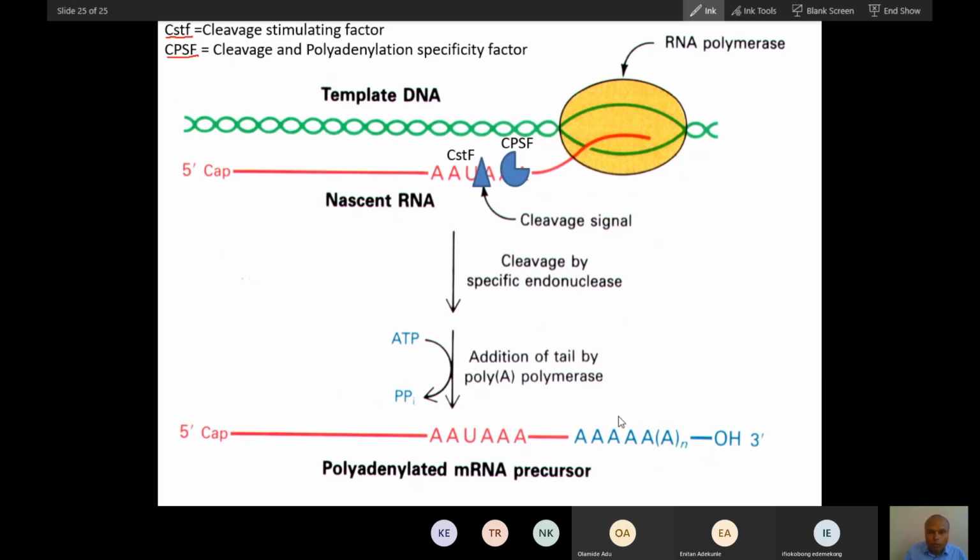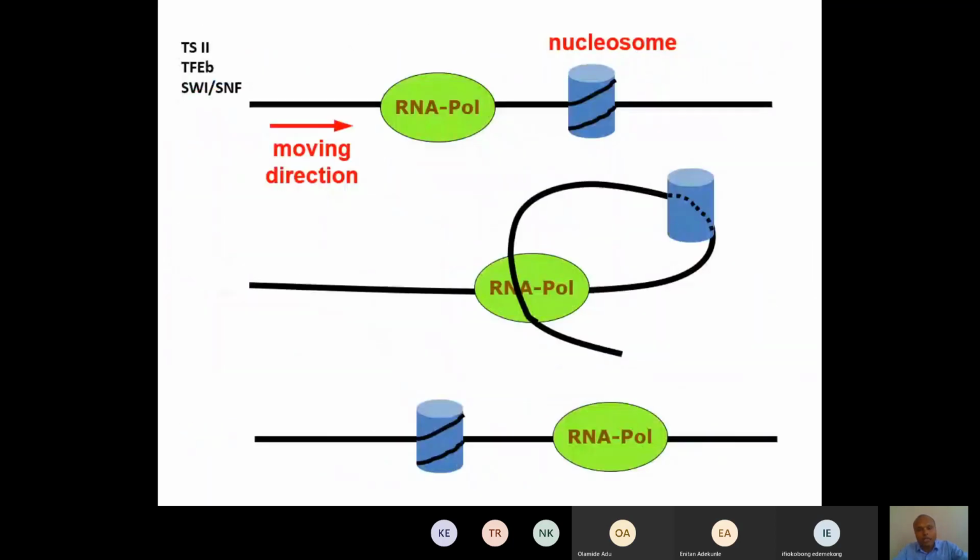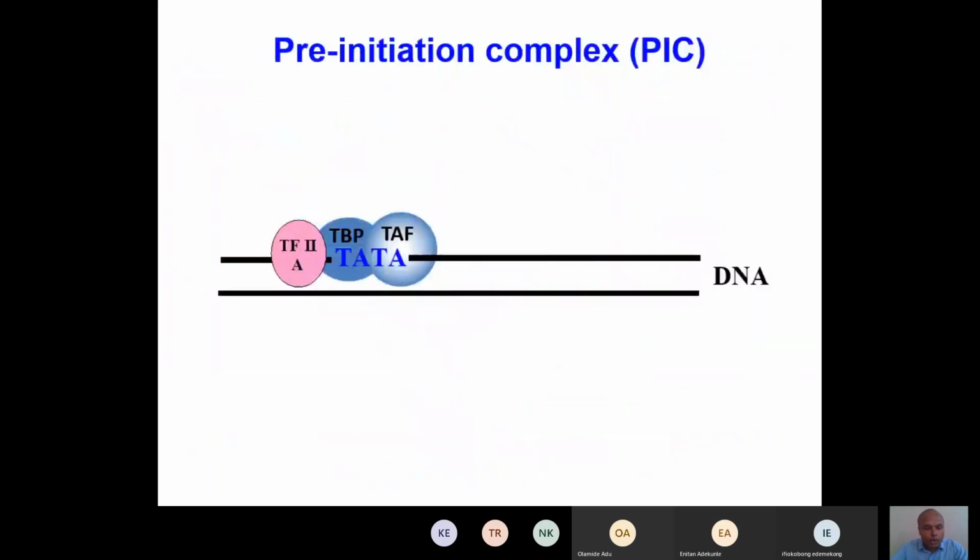Now these proteins will be recruited to some region. This region is called the cleavage signal, and that will be transcribed. After it is transcribed, these two proteins will bind to it, and they will cause cleavage and addition of the poly A tail. So this is the termination in eukaryotes, a bit different termination. So did you understand the difference between prokaryote and eukaryote also?